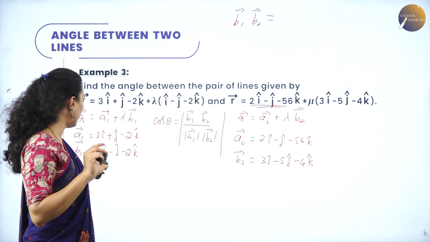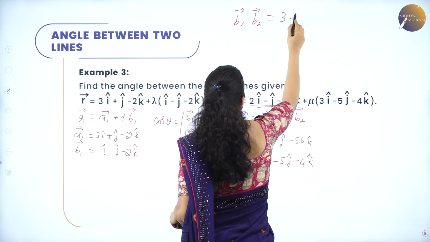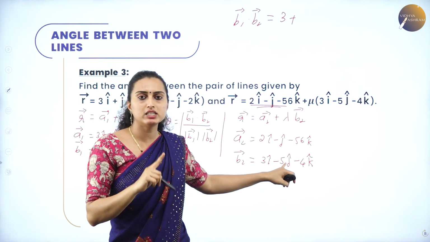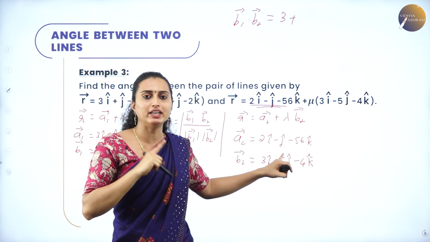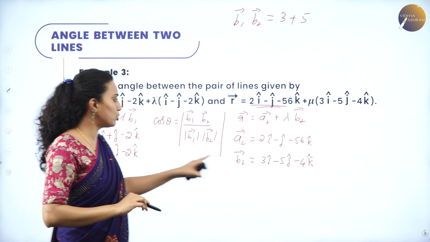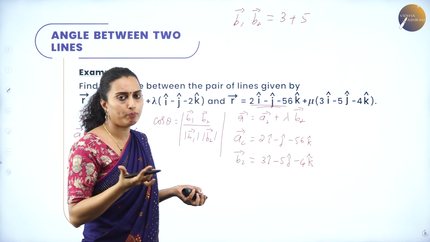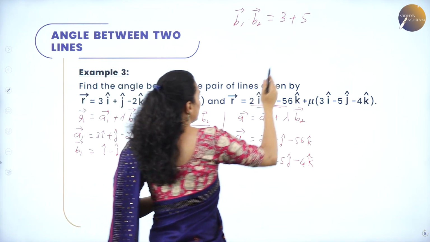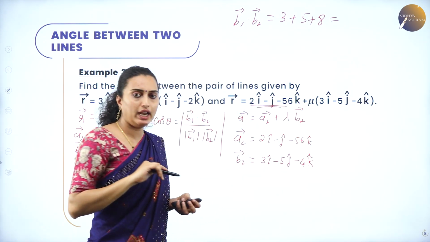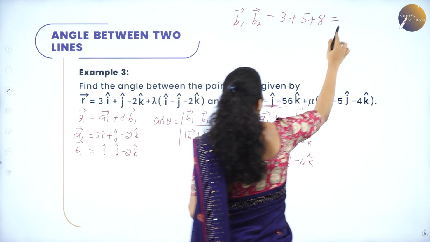b1 dot b2 is nothing but 1 into 3, which is 3. Again plus, minus 1 into minus 5. Minus into minus is plus. Therefore, 1 into 5 is nothing but 5. So 5, again minus 2 into minus 4. Minus into minus gives you plus. 2 into 4 is nothing but 8. So plus 8. So 8 plus 5 is nothing but 13. 13 plus 3 is 16.